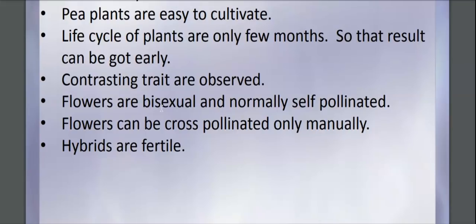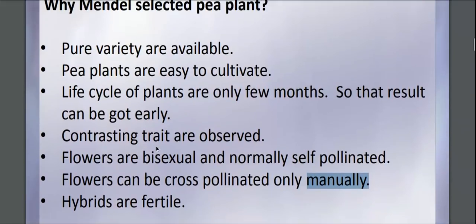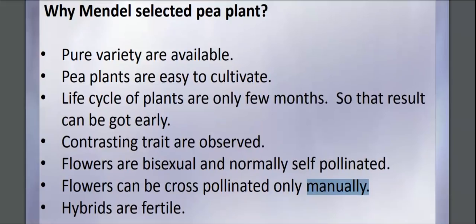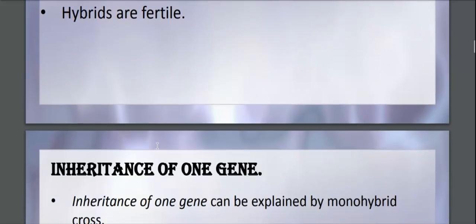Flowers are bisexual, so normally they are self-pollinating. But if you want to cross-pollinate them, you can easily do it manually by the emasculation method, by dusting the pollen on that specific flower. So you don't allow self pollination to take place, but you dust your selected pollen on the stigmas of selected flowers, and you can bring about cross pollination. And hybrids are fertile. So those are some of the reasons why Mendel selected pea plants for his experiments.